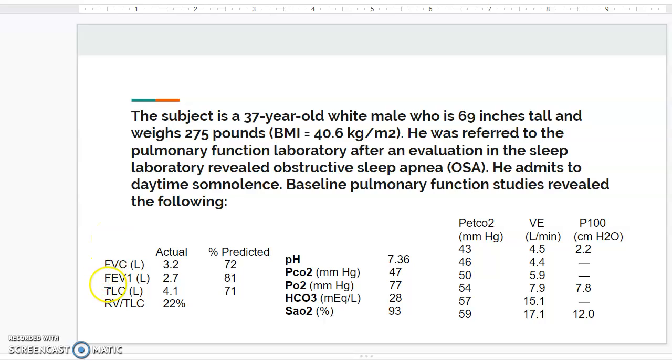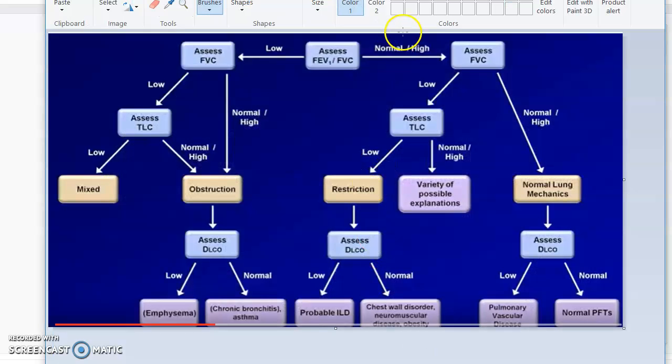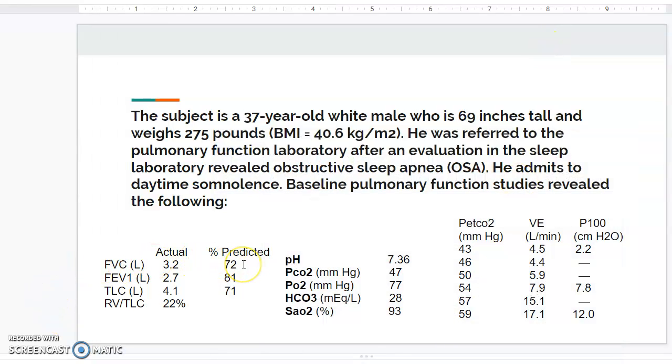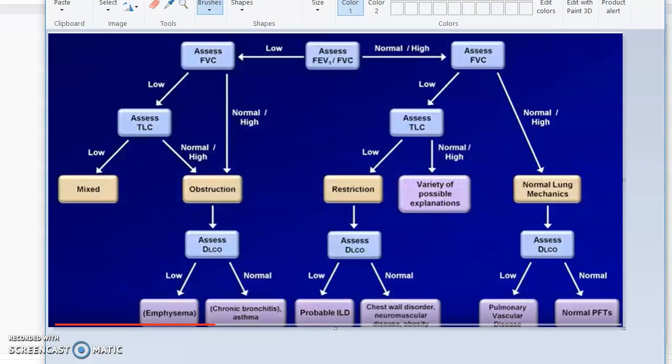So the first thing we're going to do is calculate out our FEV1 FVC ratio. So it'll be 2.7 divided by 3.2, and what we get is 84%. So remember, if you remember back to this, that's on the normal to high level. So the next thing we're going to look at is our FVC. So our FVC is 72% of predicted. Okay. Go back to our picture here.